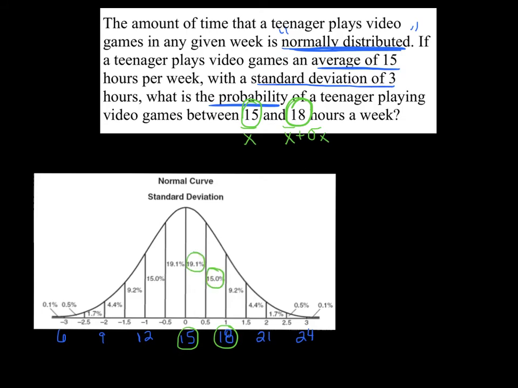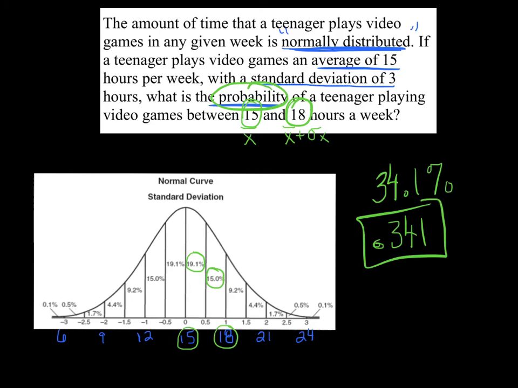That's 34.1%. And the question didn't actually ask for percentage, they wanted the probability. So I'm going to say the probability is 0.341 that a student falls between 15 and 18 hours per week playing video games. Just move the decimal place twice to get probability.